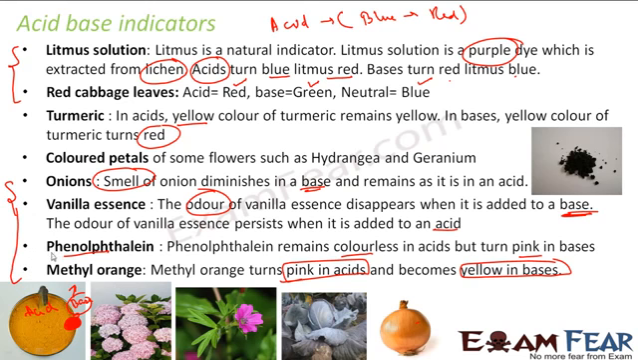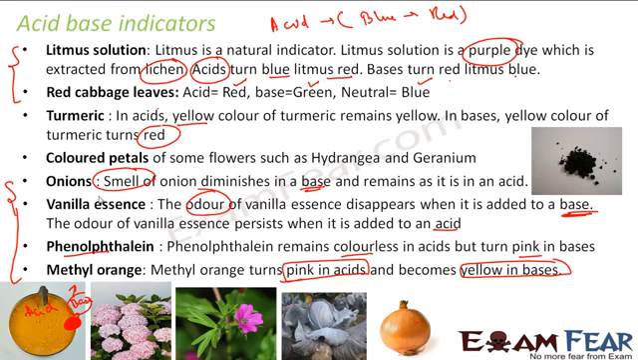So you have litmus, you add acid, the blue becomes red. You add the base, the red becomes blue. Cabbage leaves, if you add acid it becomes red, if you add base it becomes green, if you add some neutral thing it becomes blue. Turmeric, you add acid, no effect. You add base, it becomes red.